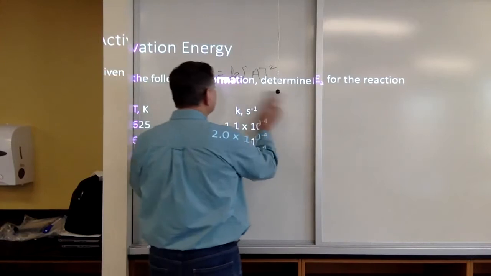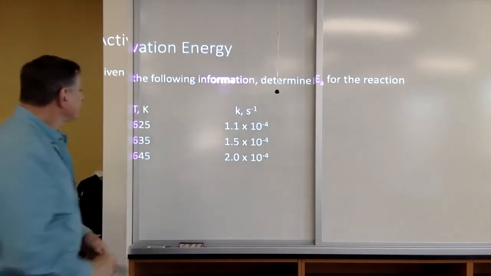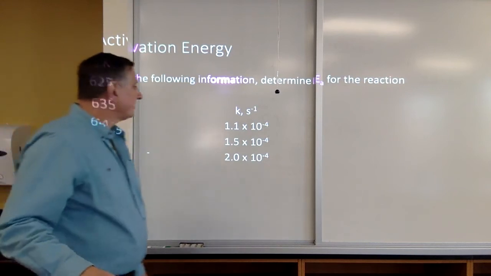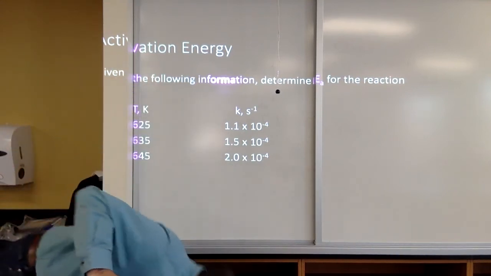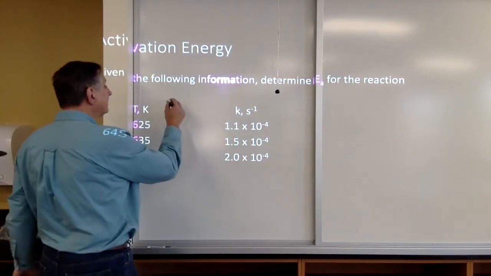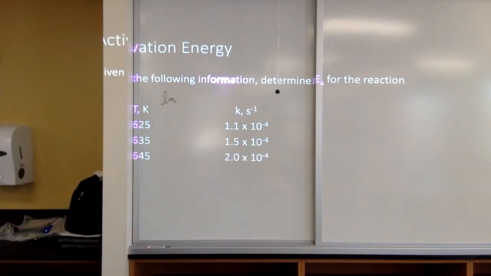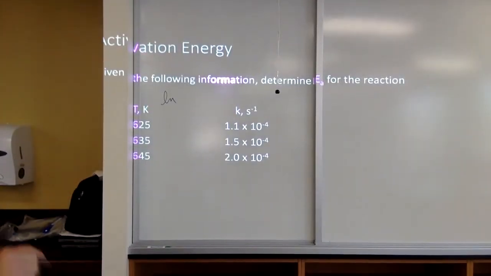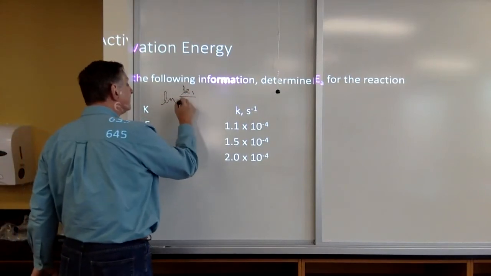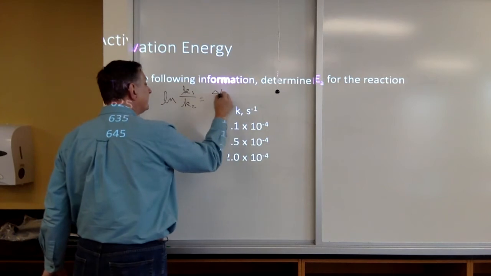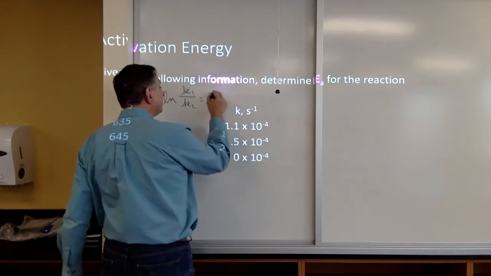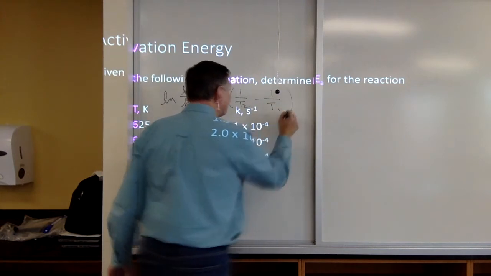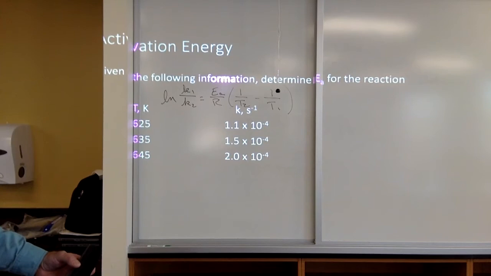So let's take a look at this. Here we have 3 different temperatures, 3 different K values. Determine the activation energy for the reaction. All right. Just going to write over this. So natural log of, let me go back to the equation. ln K1 over K2 is equal to E sub A over R times T2 minus T1 over T1 T2. Let me go one more time to make sure that there aren't any negative signs that I'm omitting.